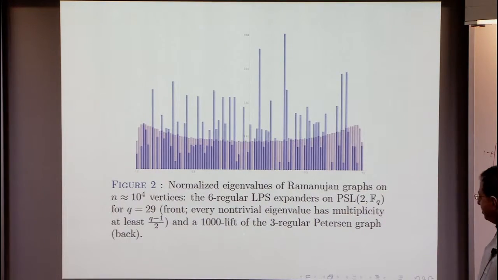Right. So I guess it's conjectured that the n-lift of a 3-regular graph is Ramanujan with positive probability. In the picture, you just see a particular sample of this 1000-lift, which is Ramanujan, but it's open to show that this recipe gives you Ramanujan graphs.